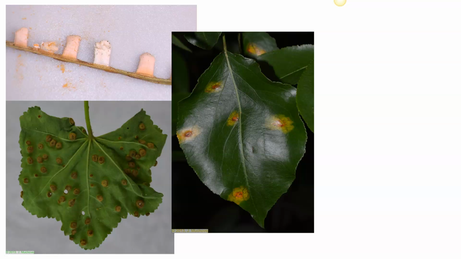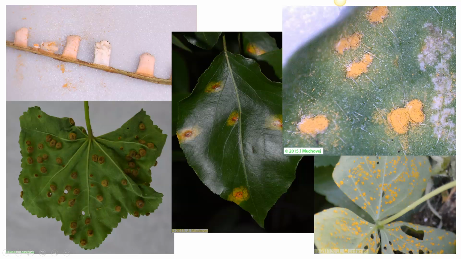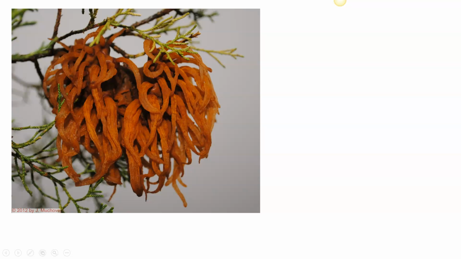This is a rust on another plant, and basically what these are the pycnia on the upper side of the plant. On the lower side of the plant, you would then find the aecia. This is uredospores on the underside of oxalis. If you look at them very closely, you can see all of this powdery mass underneath there. This is one that's called Gymnosporangium juniperi-virginianae, which is a very unique one. We call it cedar apple rust.